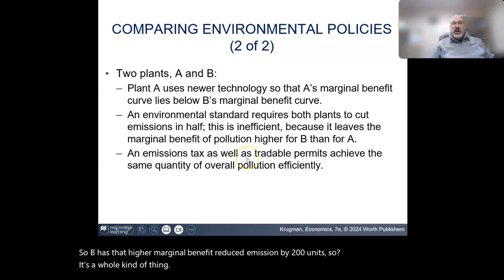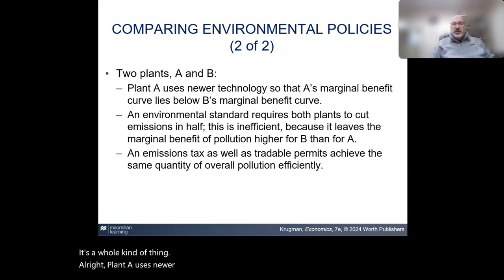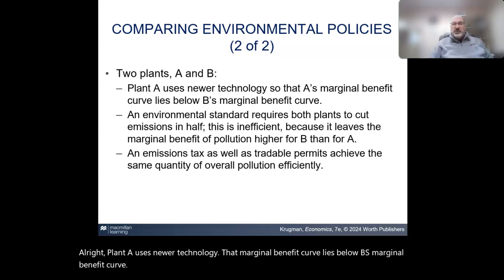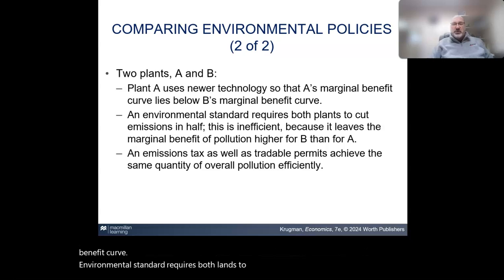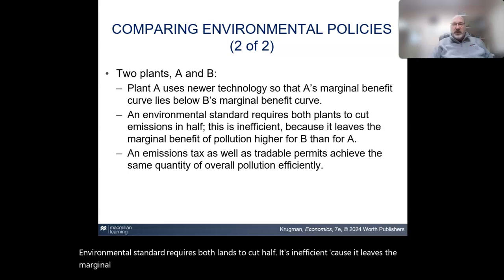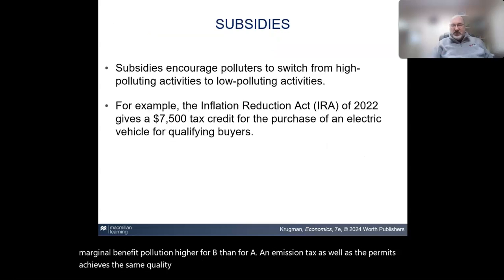All right. Plant A uses newer technology. That marginal benefit curve lies below B's marginal benefit curve. Environmental standard requires both plants to cut half. It's inefficient because it leaves the marginal benefit of pollution higher for B than for A. An emission tax, as well as the permits, achieves the same quantity of overall pollution efficiency.